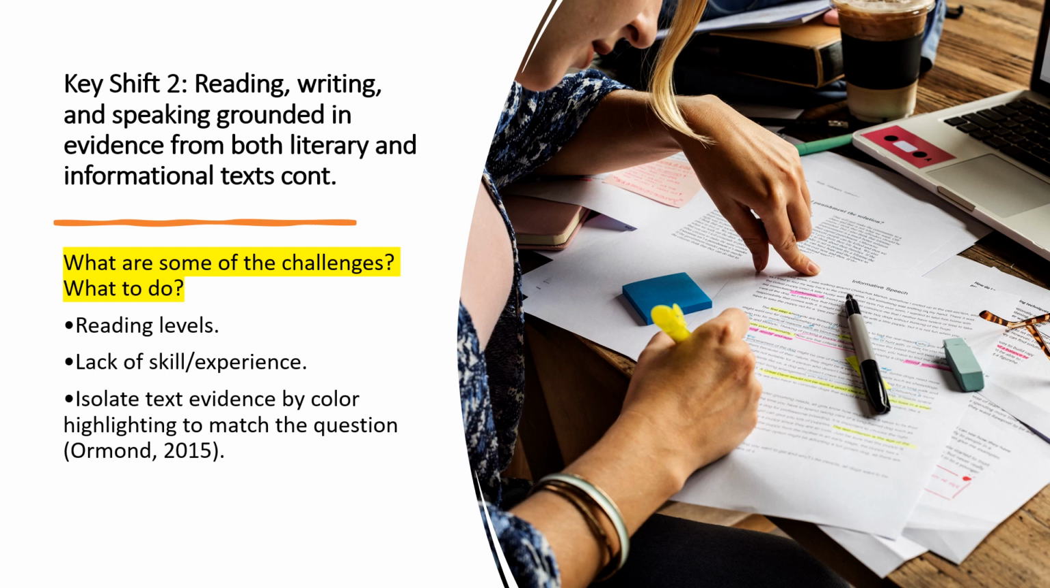How can we do this? Well, I like the activity of highlighting the question with a specific color and then going to the text, finding that answer and the textual evidence that supports that answer and highlighting it in the same color.